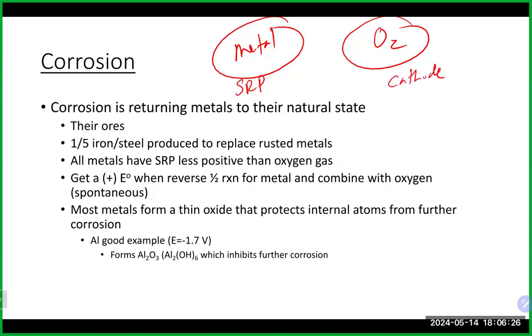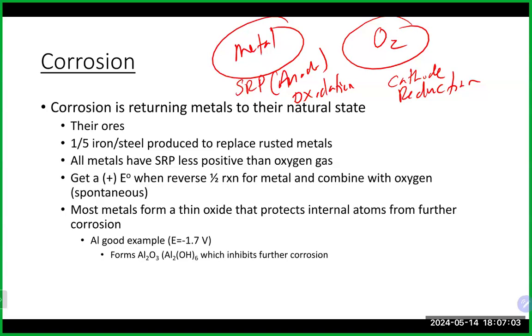cathode, right? So what that means is when you get a metal and oxygen together and oxygen is more positive, it's going to act as the cathode, which means it's going to have reduction happening. And our poor metal over here is going to act as the anode, and we'll have oxidation occurring. And that's basically what happens with corrosion. So any metal that will do that will set up a galvanic cell where oxygen is going to act as the cathode. It's going to draw the electrons away from the metal, and that's going to cause corrosion to occur.